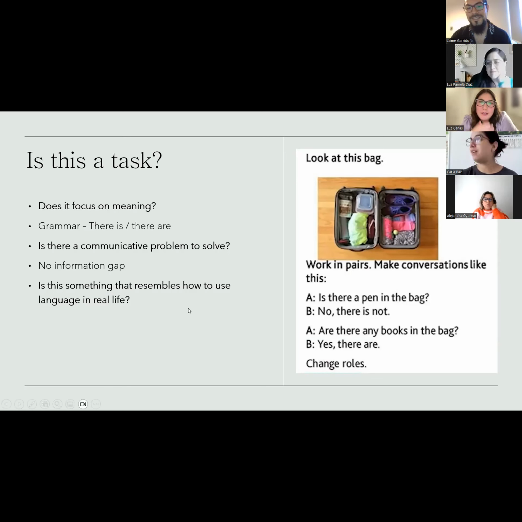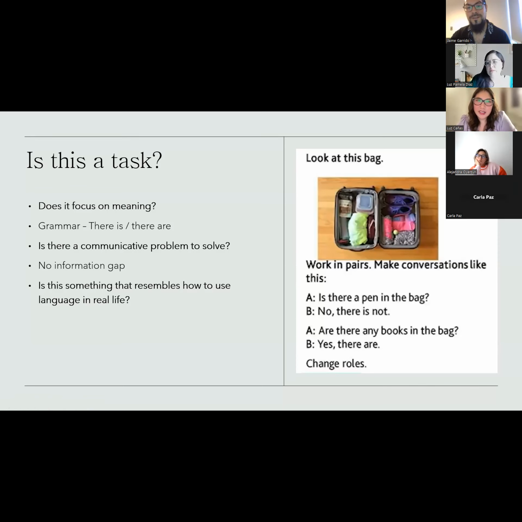Is this something that resembles how to use language in real life? No, it's just repetition. Yeah, repetition. Luz? In my opinion, maybe the picture is something related to real life. Uh-huh. And what about the use of the language? Is this how we use language in real life? Depends on the context, really.